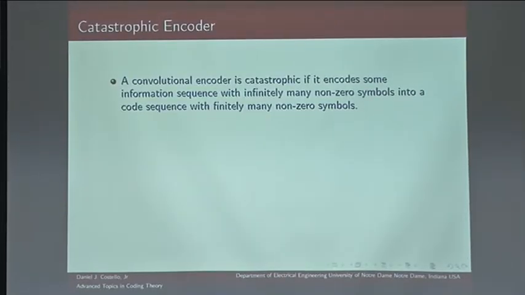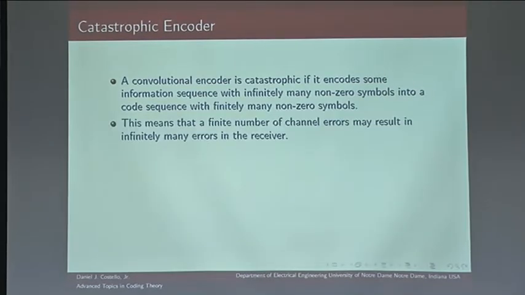There's a notion of an encoder being catastrophic. If you can encode an information sequence with infinitely many non-zero symbols into a code sequence with finitely many non-zero symbols. So the idea is, if you put an infinite weight sequence in, can you get a finite weight sequence out? Okay, you may say, who cares? Why would I care about that?